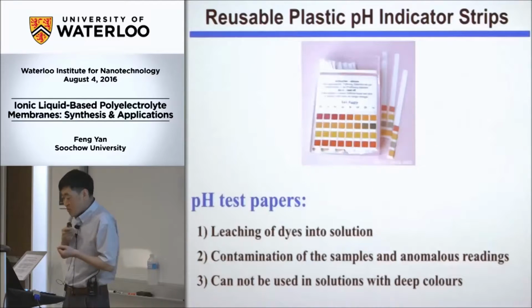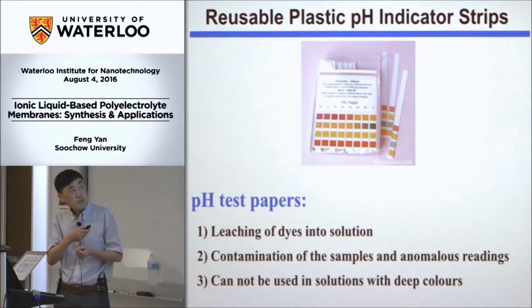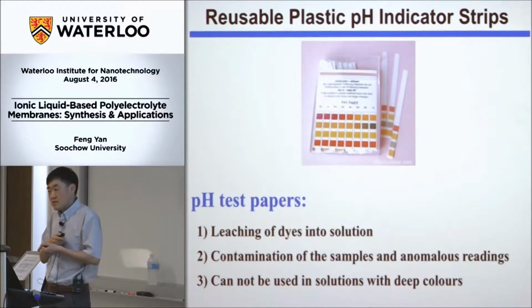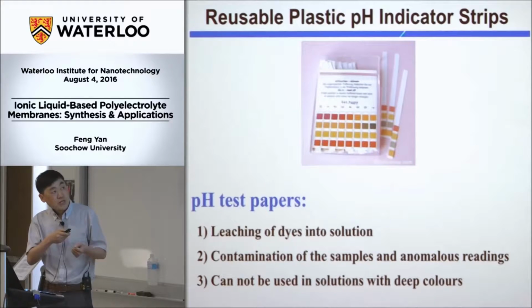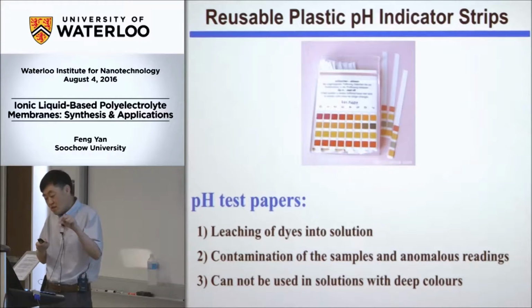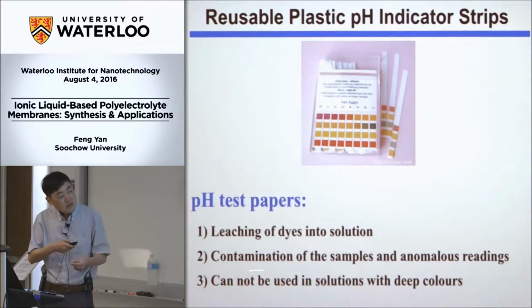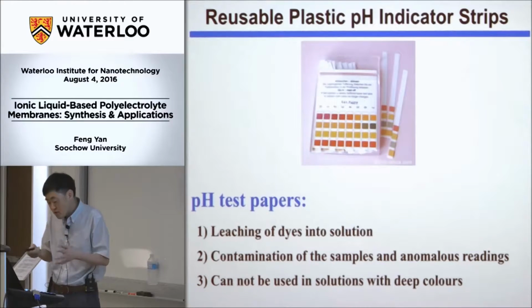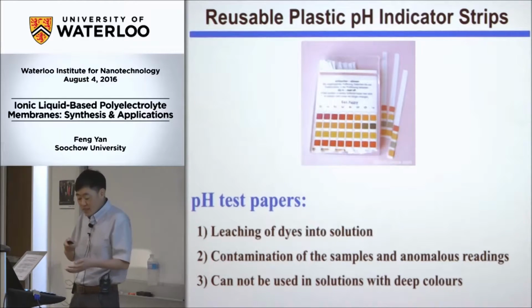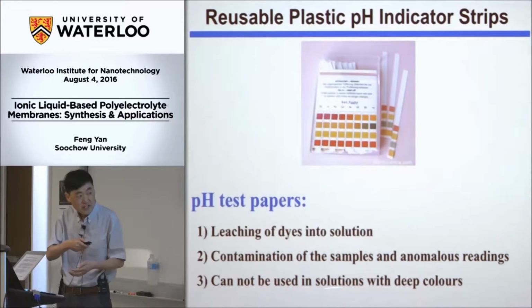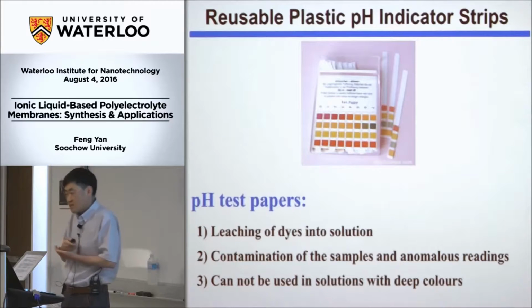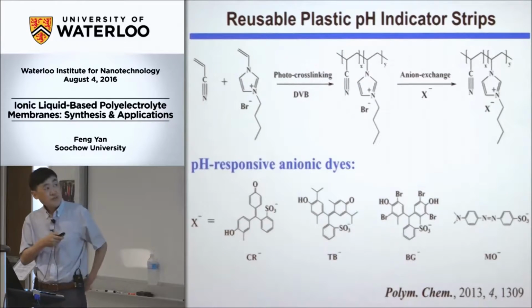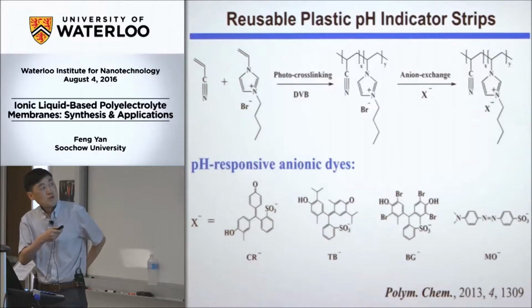One example in this area: we synthesized reusable plastic pH indicator strips. In most cases, pH indicators are based on paper. But the problem is the leakage of dyes into the solution. If you put your indicator into the solution, the dyes will dissolve from the paper. And also, if the solution has a very deep color, you cannot read the paper indicators. Therefore, we synthesized these polymers. We use this monomer to co-polymerize with this.